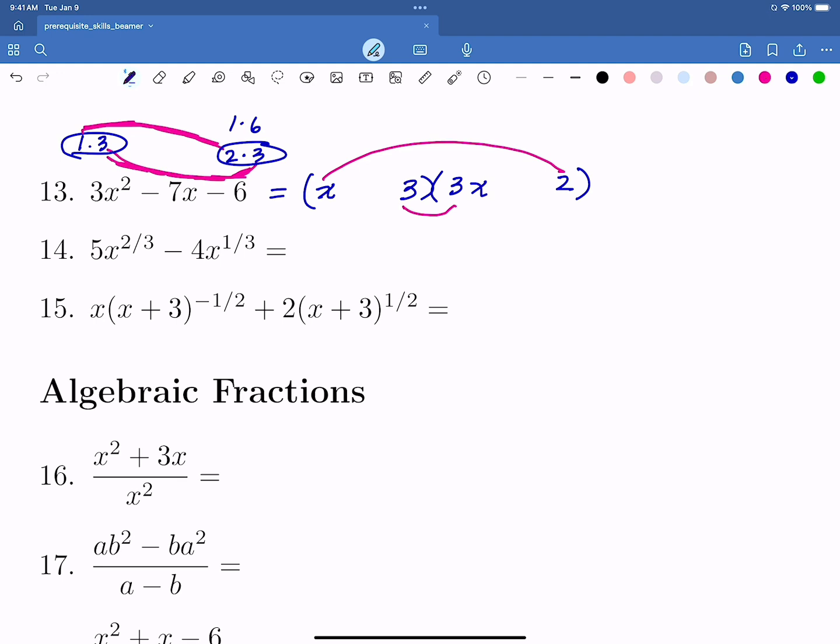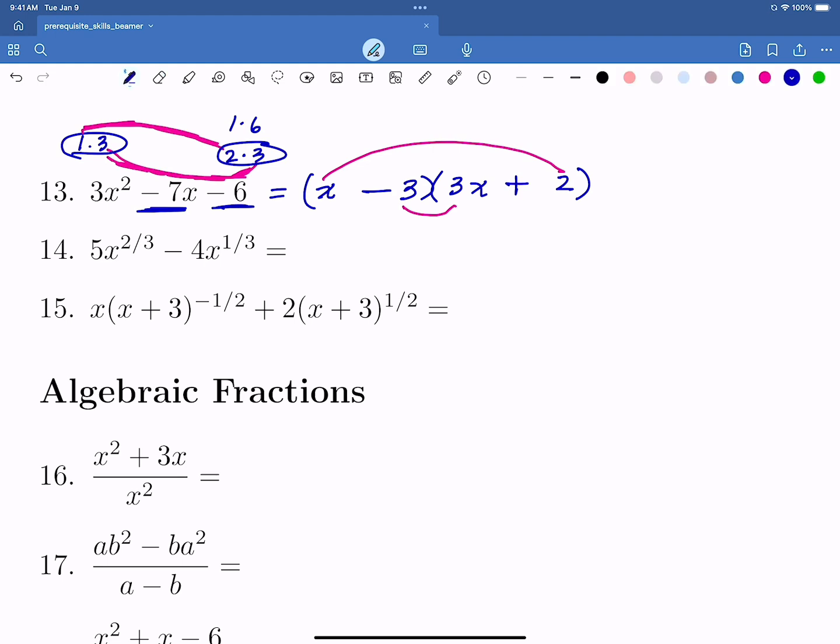So now I just have to figure out the signs. Last times last needs to give me negative 6, so one of these is positive, one of them is negative. When I add inner and outer product, I need to get negative 7x. So I need the 9x to be negative, and I need the 2x to be positive, like that.